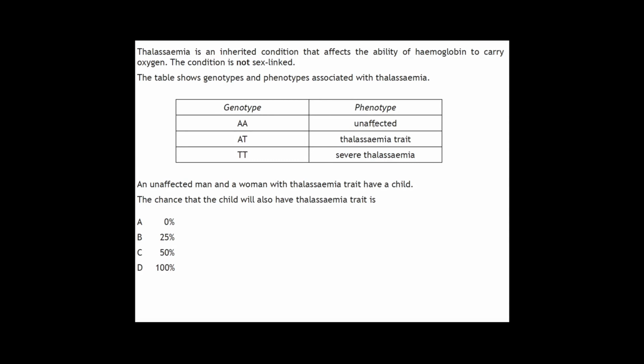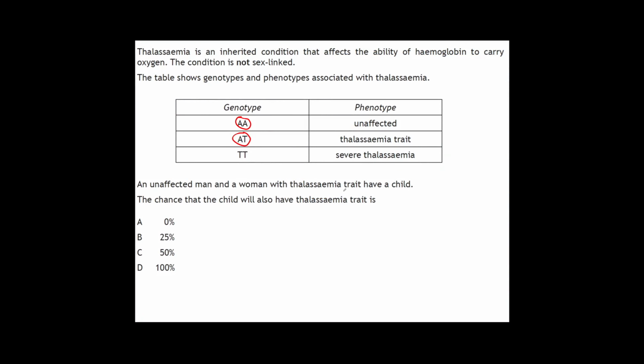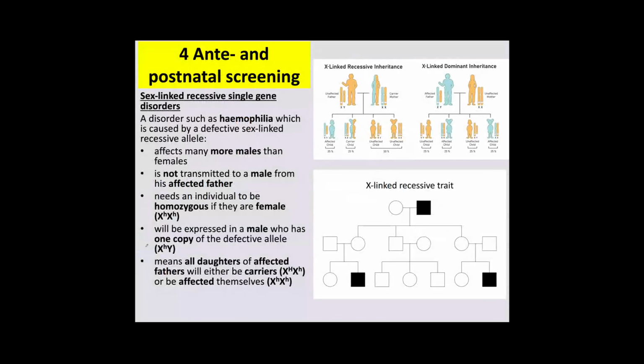So we've got an unaffected man, okay? Unaffected is AA. And a woman with thalassemia trait, so that's going to be AT, have a child. The chance that the child will also have the thalassemia trait, that's AT, is, well, we do our Punnett square, so capital A for one parent, and we've got capital A T for this parent here. We can see the 4 offspring are going to be A, and AT. Okay, so thalassemia trait is AT. How many of AT? 2 out of 4. 2 out of 4 is going to be 50%. Okay, so that's how we work out an incomplete dominance question.